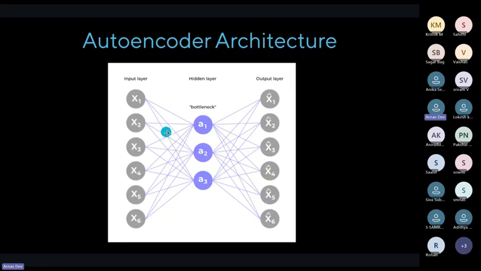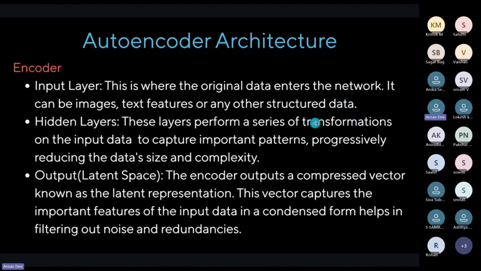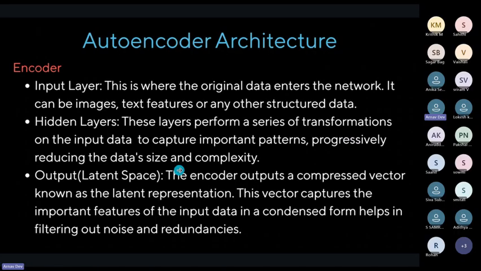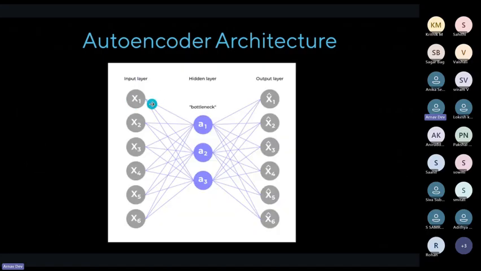Whatever the hidden layer does is apply some sort of transformations on the input data such that it captures the most important patterns in the data. It captures the data and then outputs it in the form of a compressed vector in the latent space, which is the center bottleneck of an autoencoder. In the latent space you have a latent representation, which is the representation of the actual data in such a way that the important features are stored in it and you filter out all the noise and the redundancies in the data. So this is mostly the part of an encoder, which is compressing the data and extracting the important features out of it.